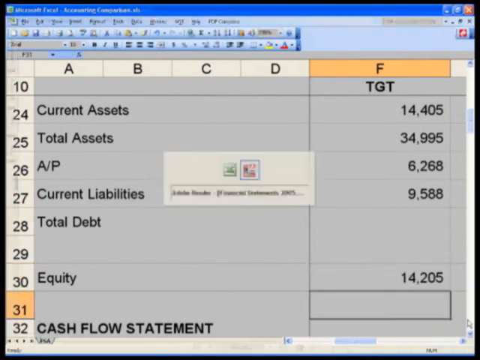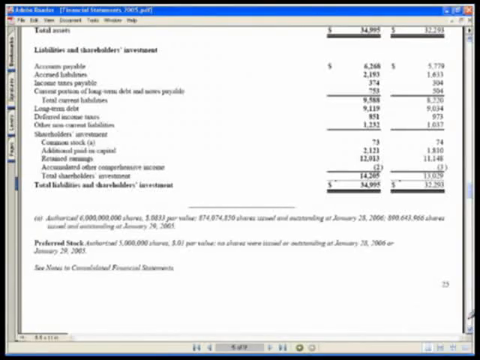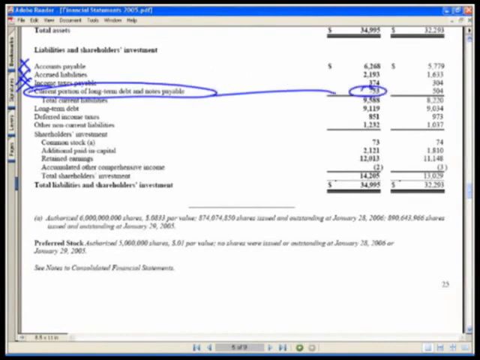6268, our current liabilities was 9588. Our equity amount was 14205. Let's look at our total equity, total debt numbers now. Our total debt numbers, accounts payable, we do not want to include that. No accrued and no income taxes as we talked about previously.